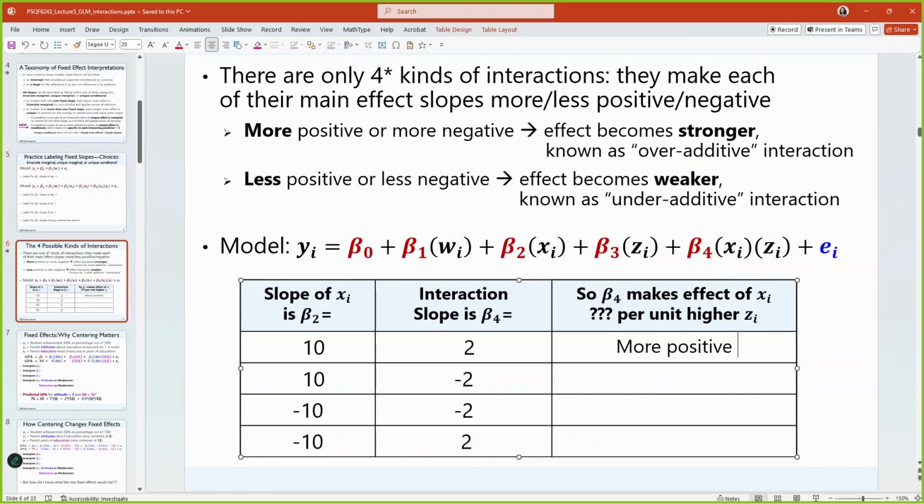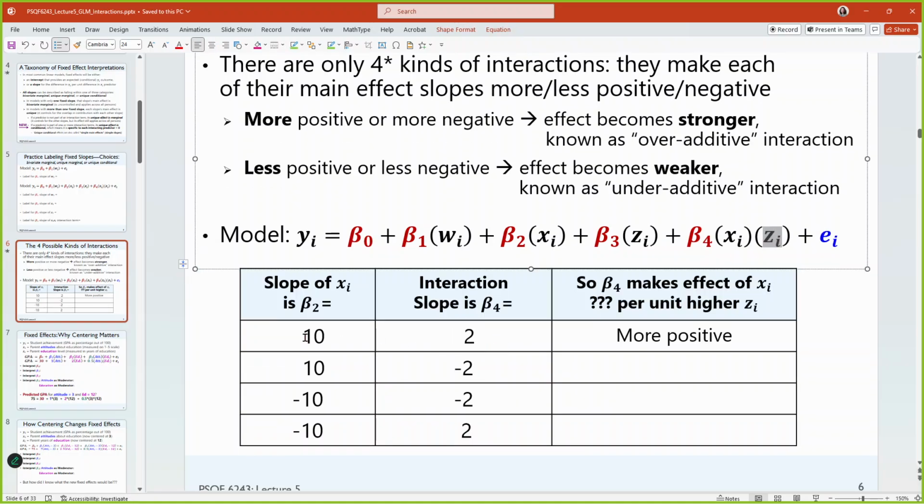combination, because for every unit higher z, what's going to happen is the slope for x gets cranked up by 2. So it's 10 to start with. If z goes to 1, it goes to 12. If z goes to 2, it goes to 14. So it's taking that slope of x and cranking it up as a function of z.